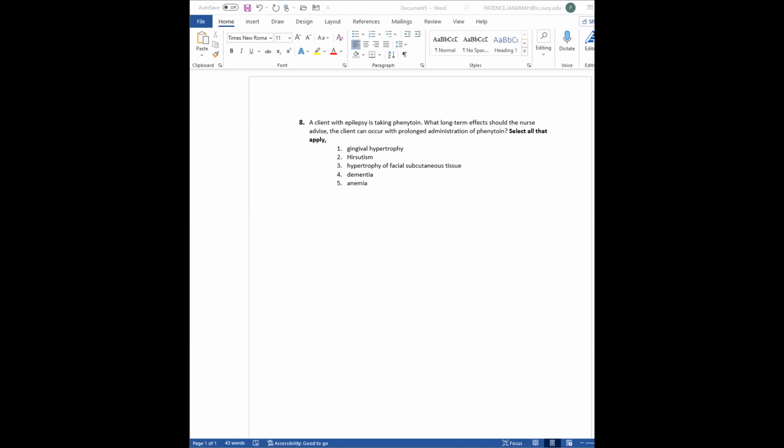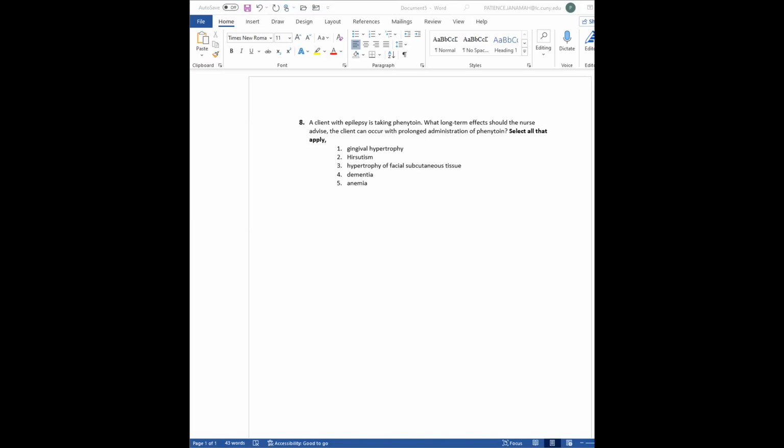Number one, gingival hyperplasia. If you don't know what phenytoin is, I advise you to go and look it up, and read about the side effects and what it's supposed to do. Number 3, hypertrophy of facial subcutaneous tissue, yes, number 3 is correct. And what again? Maybe number 5. Anemia? No, it's number 2.